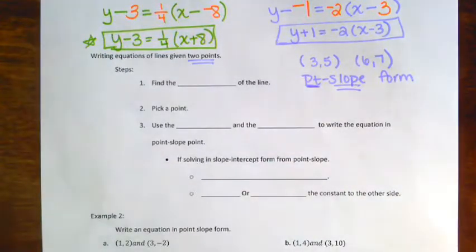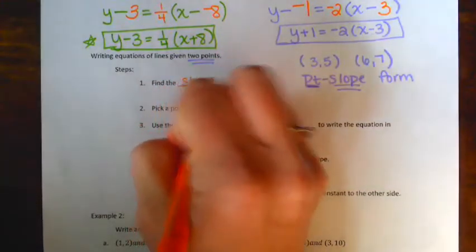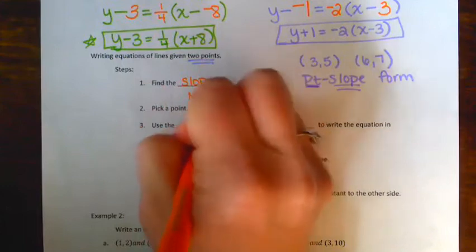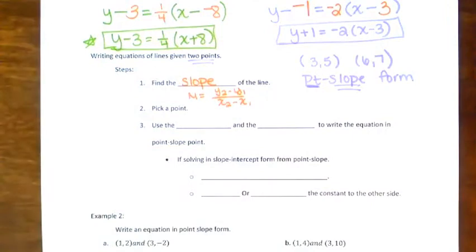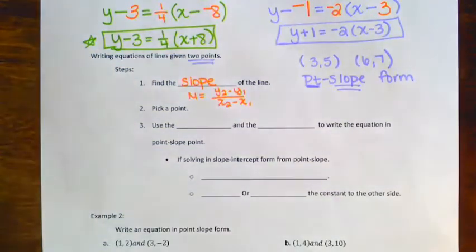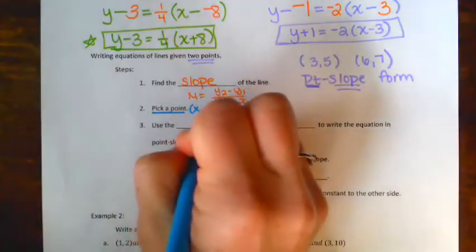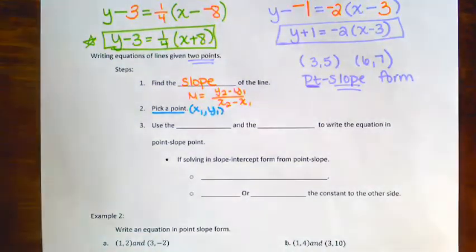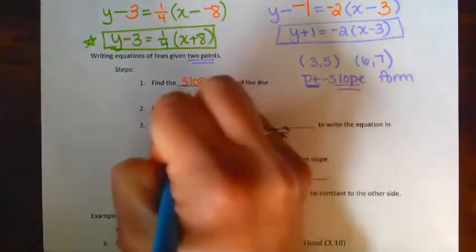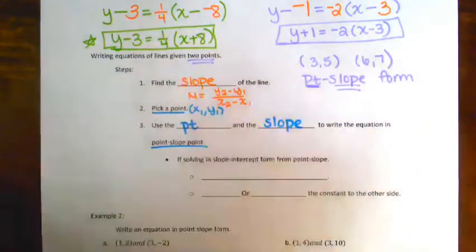Yes. So the first step is we have to find the slope of the line using y2 minus y1 over x2 minus x1. Then once we know the slope, we're going to pick a point. I'm always going to use the one that I labeled as x1, y1, because point slope uses x1, y1. Technically it doesn't matter, but I'm going to use x1, y1. Then use the point and the slope to write the equation in point slope form.